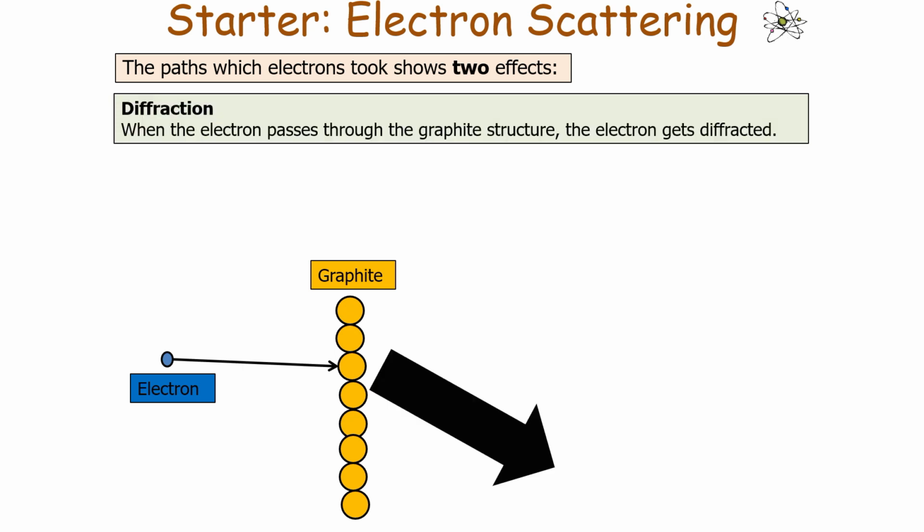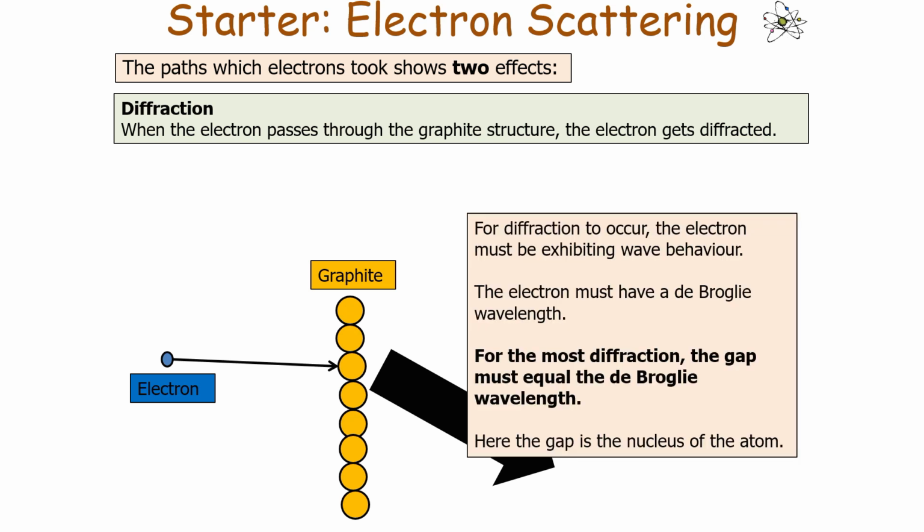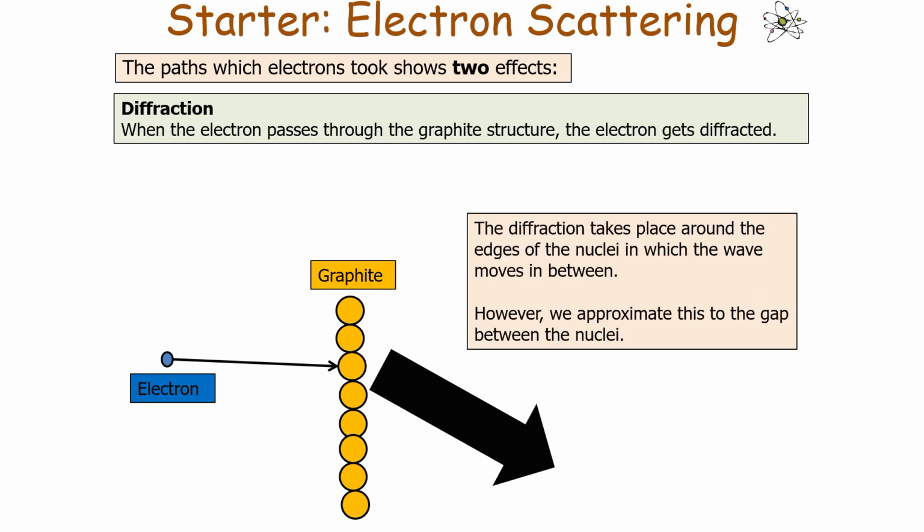The second effect is diffraction. So when the electron passes through the graphite structure, the electron gets diffracted. For diffraction to occur, the electron must be exhibiting wave behavior, so the electron must have a de Broglie wavelength. For the most diffraction possible, the gap between the actual graphite atoms must equal the de Broglie wavelength. So here the gap is actually the nucleus of the atom. We can approximate this gap to be between the nuclei, because the diffraction takes place around the edges of the nuclei in which the electron wave moves between.